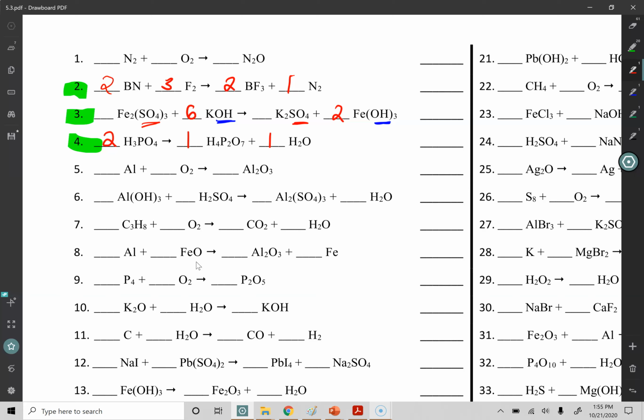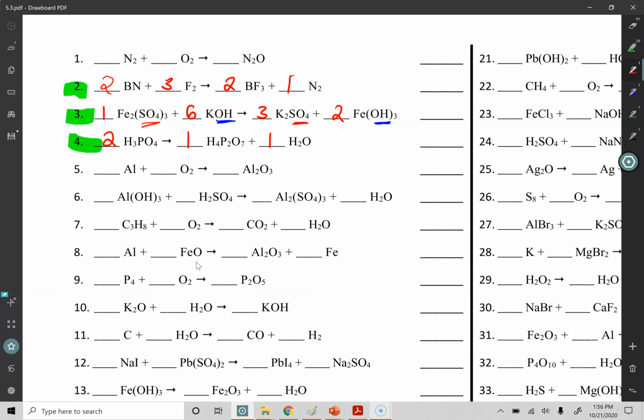All right, now I've got 6 potassiums on the reactant side. I come over to the products, I have just 2 potassium. What coefficient should I put in front of potassium sulfate? Hopefully you're thinking 3, because 3 times 2 gives me 6. I'm balanced for potassium. And finally, we'll check sulfates. Hopefully they're balanced. I have 3 sulfates on the product side, 3 sulfates on the reactant side. So that just needs a coefficient of 1.